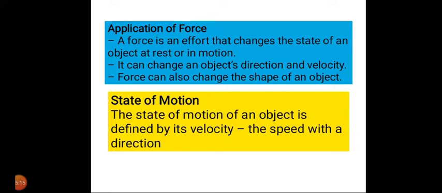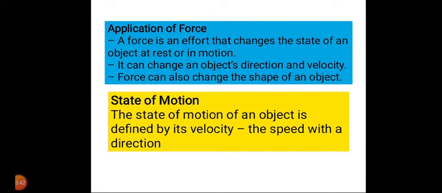What do you mean by velocity? The displacement per unit time is known as the velocity. Now what is the displacement? Displacement is defined as the shortest distance between two objects. The shortest distance between two objects is known as the displacement. Now another application is that force can also change the shape of an object.